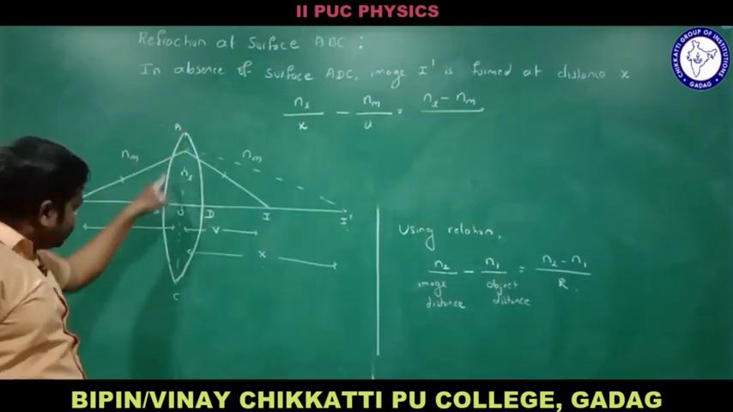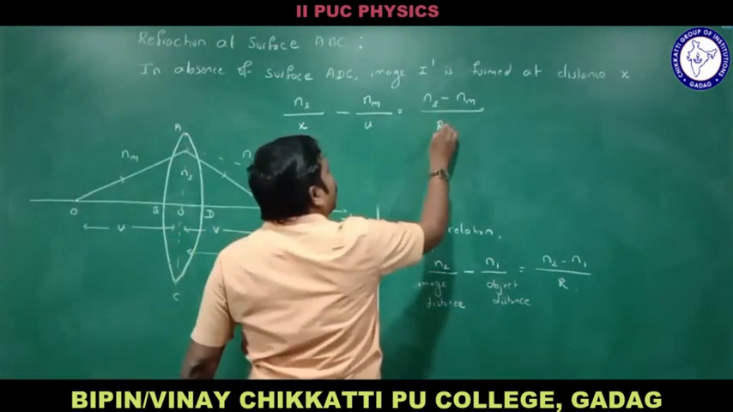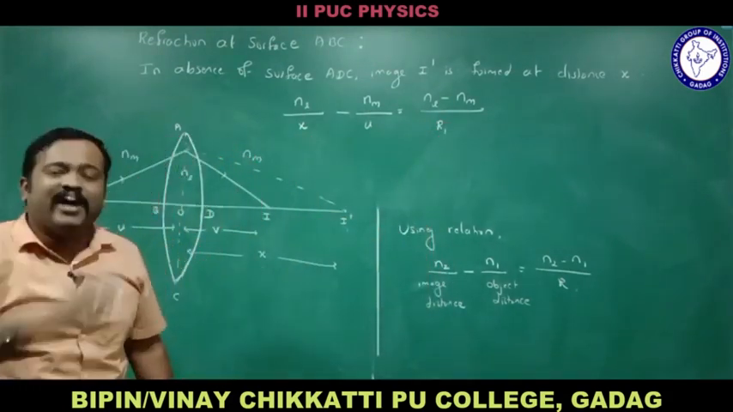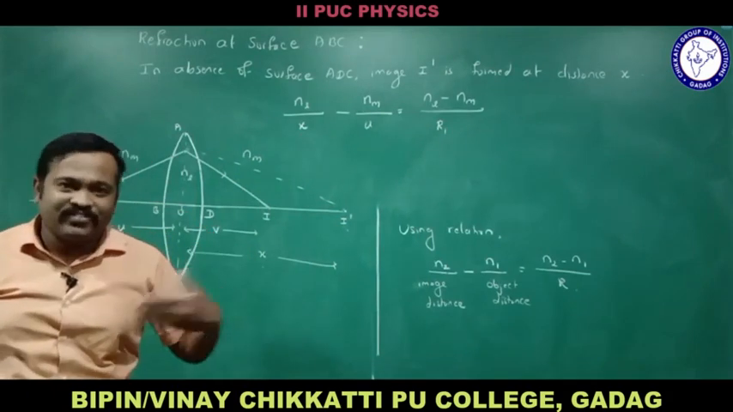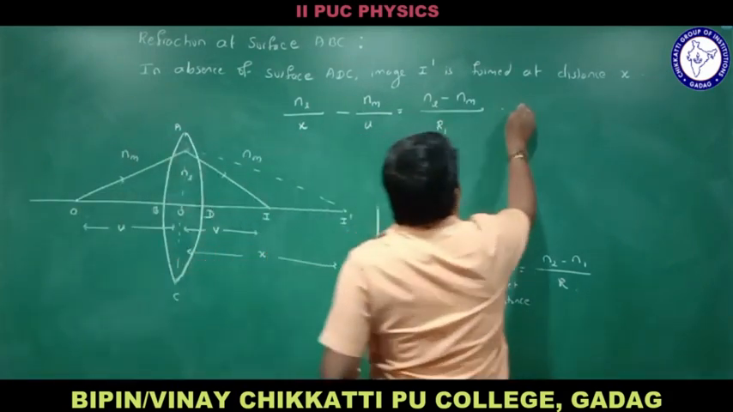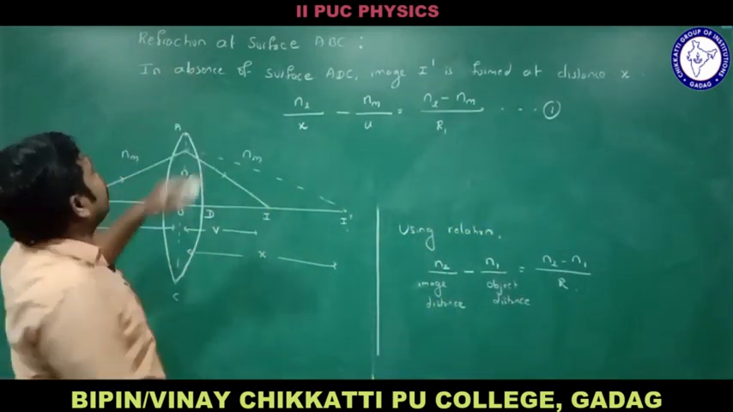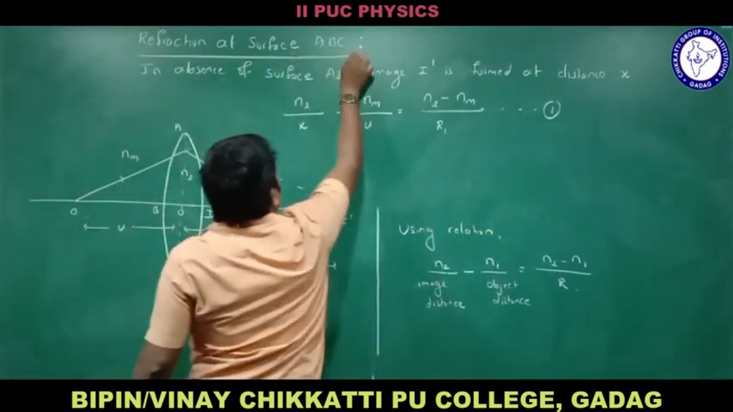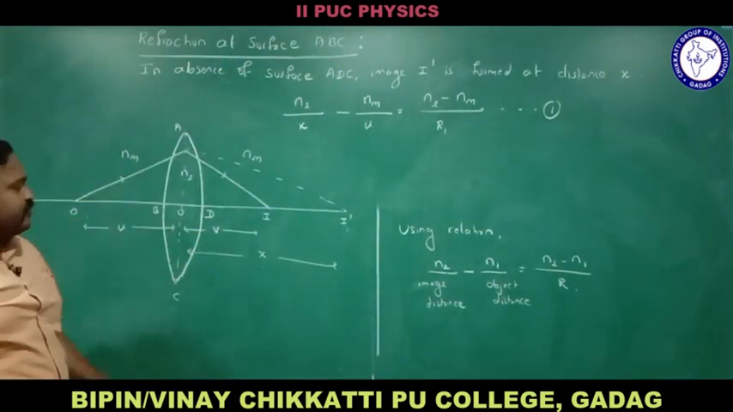If it is the first surface, what is its radius of curvature? Let me call it R1, as I have already taken that R1 is the radius of curvature of the first surface and R2 is the radius of curvature of the second surface, and let me take it as equation number 1. So this is refraction at surface ABC. Let me consider the same thing, refraction at surface ADC.